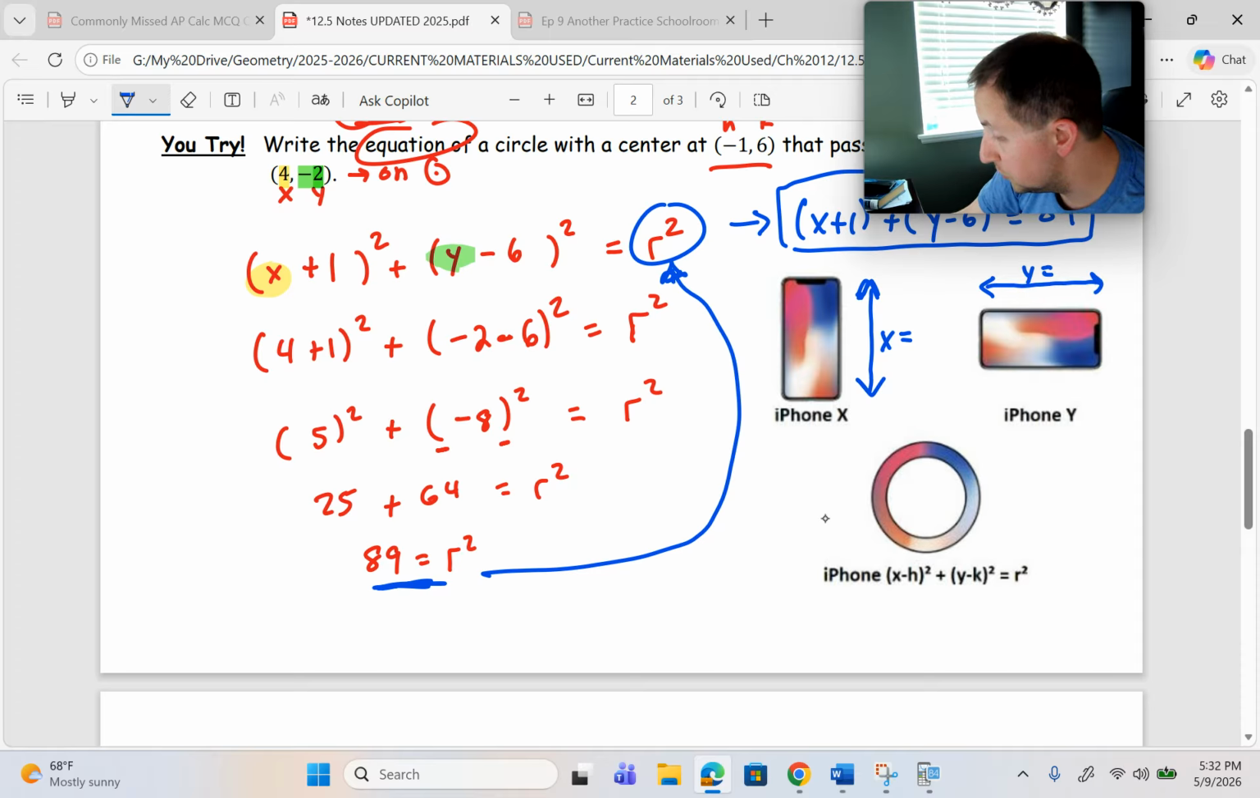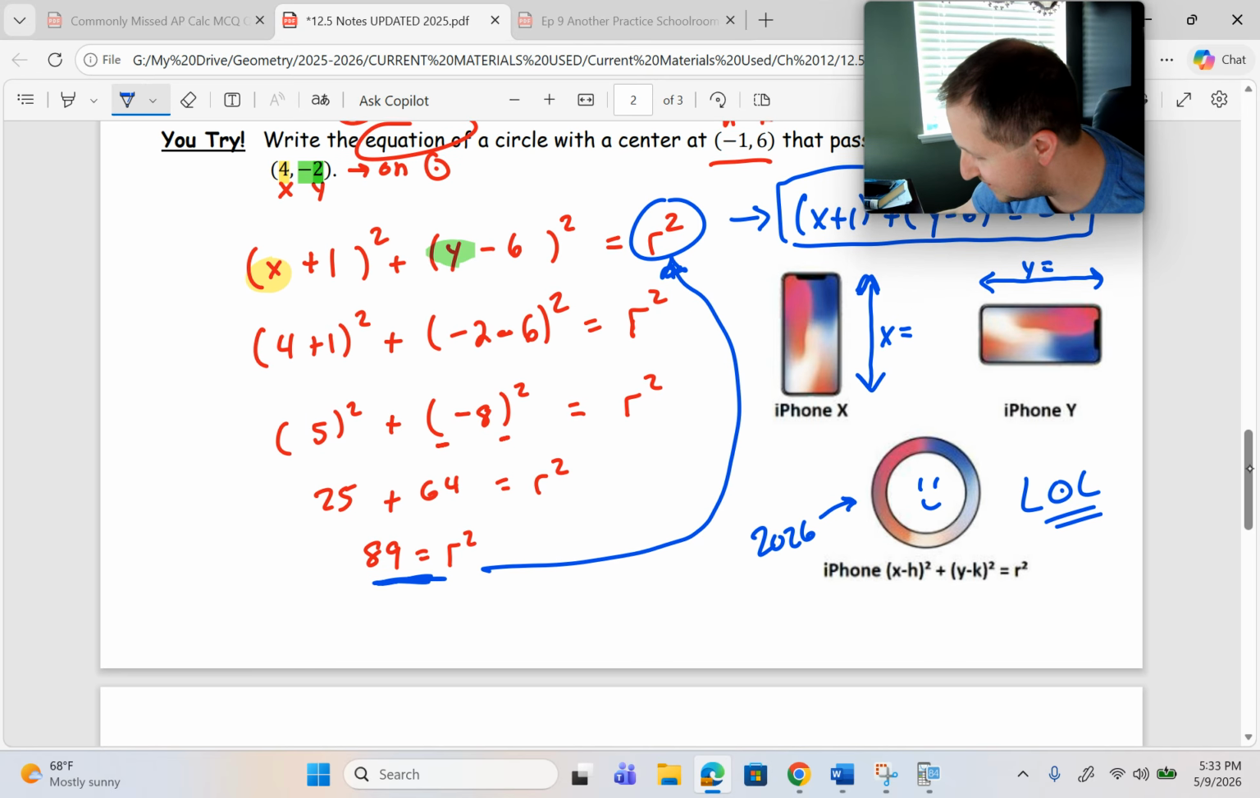And this one's really new. I think maybe coming out on, I don't know, maybe May 25th. I can't remember, but I know this is the 2026 model. This is the x minus h squared plus y minus k squared equals r squared model of the iPhone. Look at that circular phone. Okay, pretty cool stuff. LOL. Okay, I'm done. Don't worry.